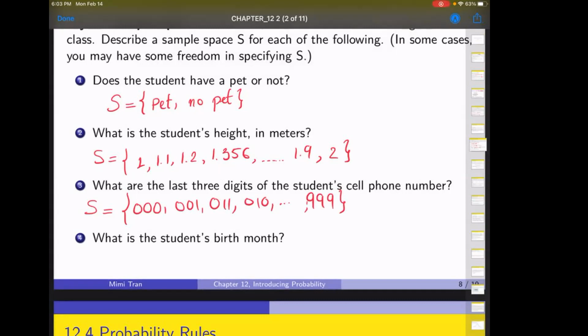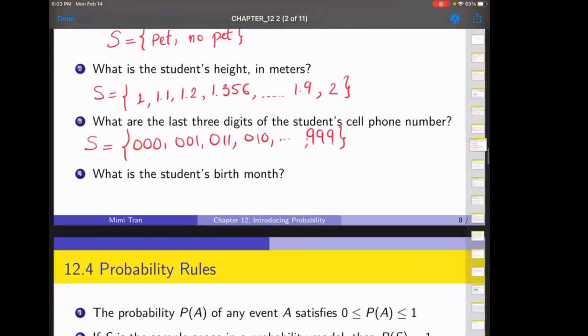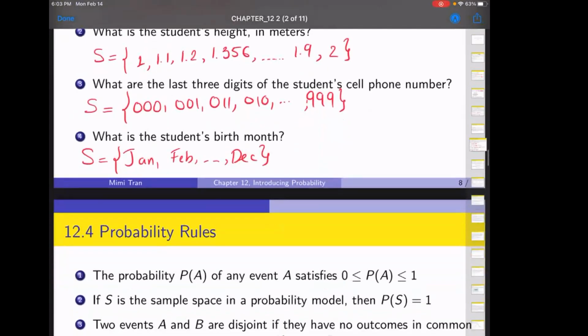What is the student's birth month? Yeah, Jan, Feb, all the way to December. So there are 12 possible outcomes. Okay.